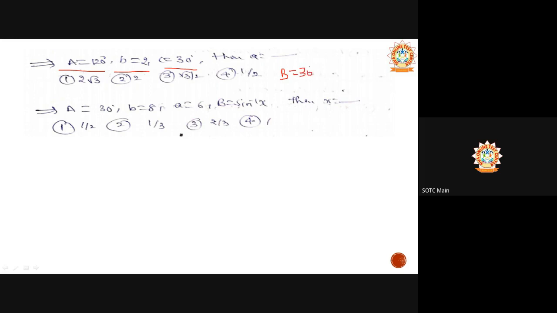30. Use the relation. a by sin A is equal to b by sin B. Use this and tell me the answer. 2√3, sir. Very good. 2√3 is the correct answer. So here if you substitute, a, we don't know a, that is equal to b. b is what? 2 divided by sin B, sin 30, 1 by 2, into sin A, sin 120. What is sin 120? √3 by 2. So these two will get cancelled. Your answer is 2√3. Simple.